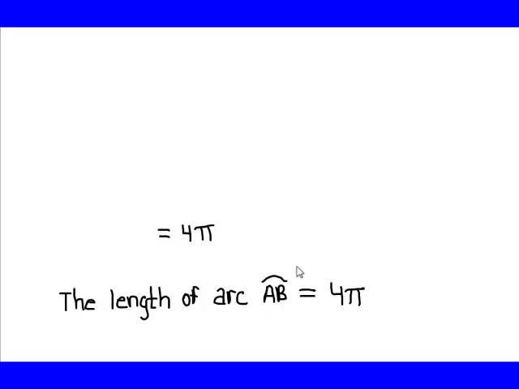And all we had to do here is know the definition of fraction, how to calculate the circumference of the circle, and then multiply that circumference by the fractional part that we get by comparing the measure of the central angle to 360, because the arc length is in the same fractional proportion as the central angle is to 360.